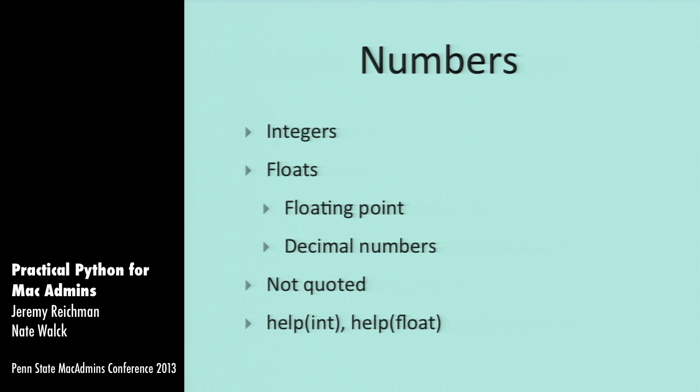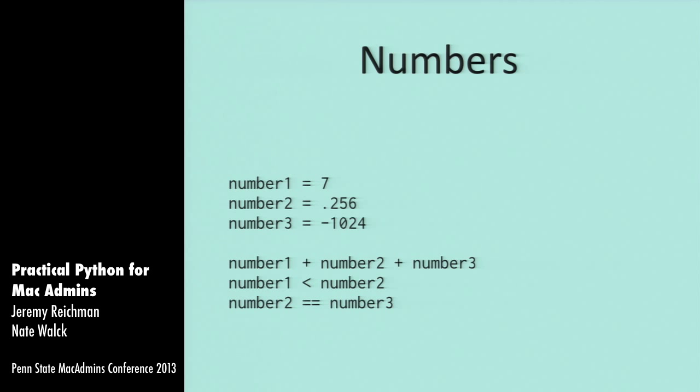It's just there right in your script with no quote marks around it. And to find out more about numbers, you can do help int. Int is the object type. It'll give you documentation about the integer type and the methods, or basically the commands that you can run on number types. You can also find out about floats. They give you basically the same methods that you can operate.